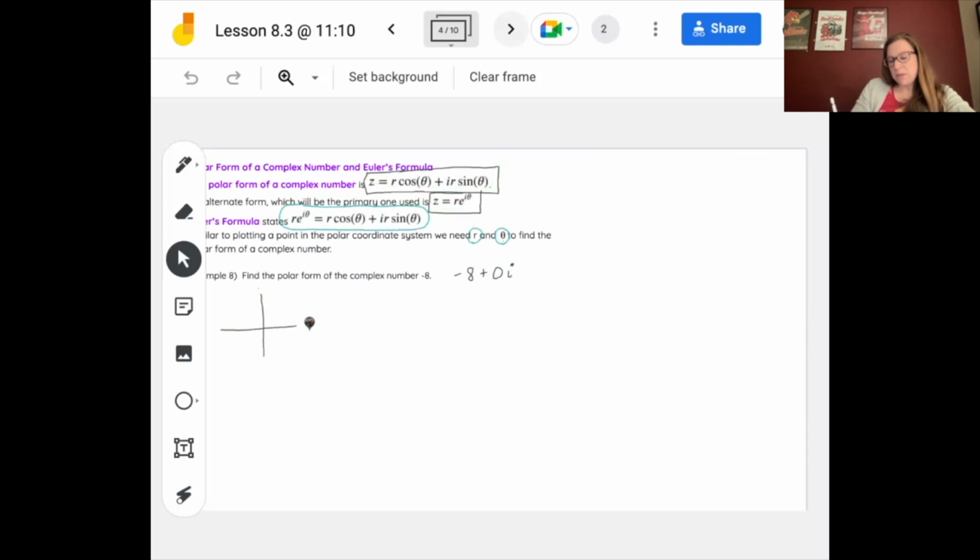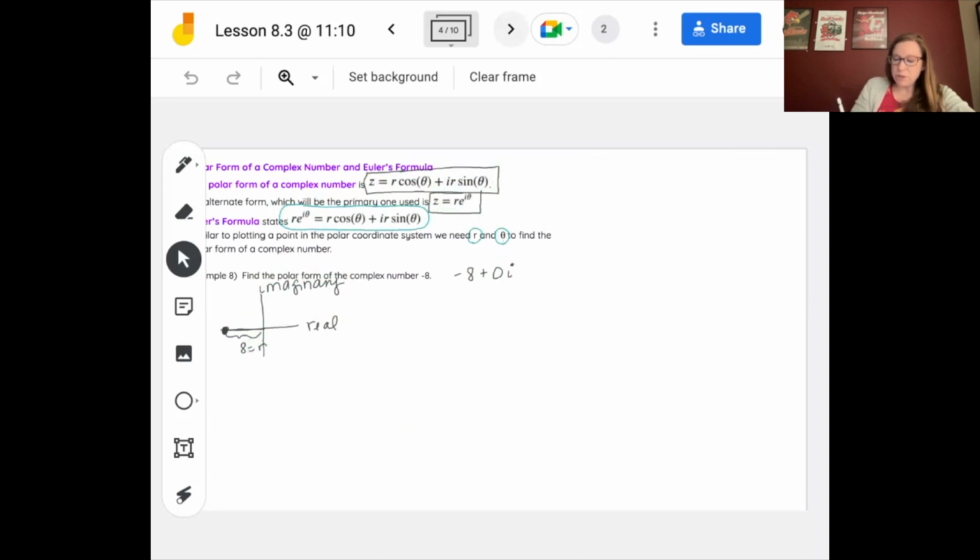Again, our real number system is going horizontal, and the imaginary is vertical. So if I wanted to graph -8 plus 0i, I would start at obviously 0, 0 and go left 8 units. And I'm not going up or down on the complex number system or the imaginary number system. So the distance from here to here is 8 units. So I now know my radius.